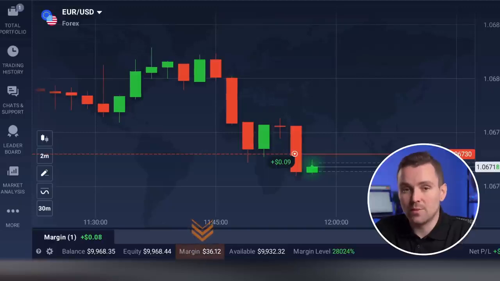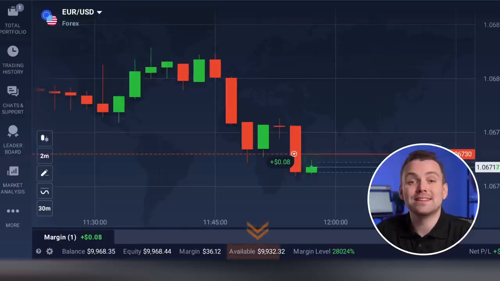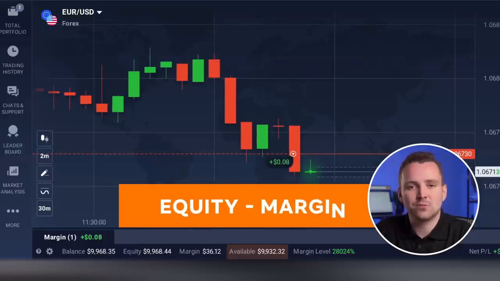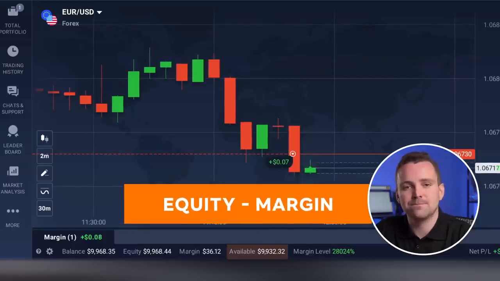Margin, we've talked about it earlier. I hope we've deciphered this term well. The next one is available. This attribute refers to available margin. The available margin is calculated by subtracting the margin from the equity.